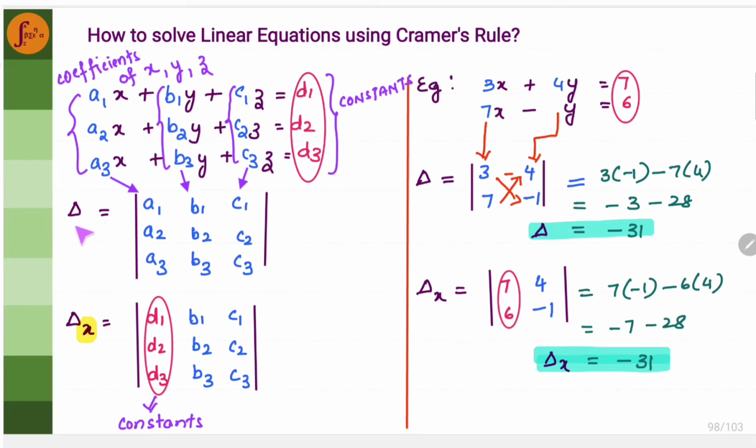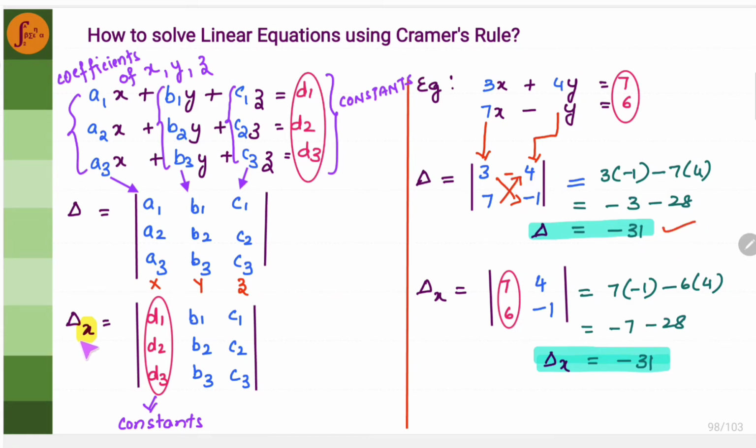So, as a first step, we have to figure out the determinant. The determinant will have all the coefficients of x, y, and z. This will represent x, this will represent y, this will represent z. So, coefficients of x are put here, coefficients of y, and coefficients of z. Then you calculate the determinant. Say, take this example, 3x plus 4y and 7x minus y. What is the determinant? You'll put coefficients 3 and 7 and then 4 and minus 1, because there is a minus here. Then, using the determinant method, you cross multiply and subtract and get the determinant value, which is minus 31 here.